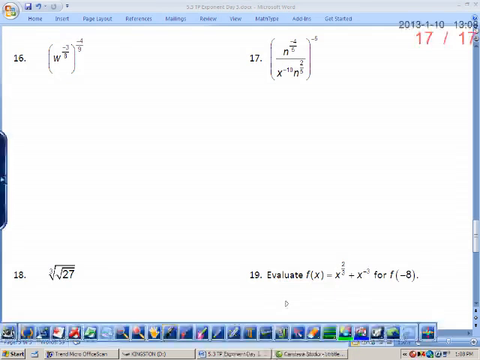w to the negative 3/8 raised to the power of negative 4/9. You could tell me what to do. What do you think we should do? Multiply the exponents. I think that'd be a great plan.